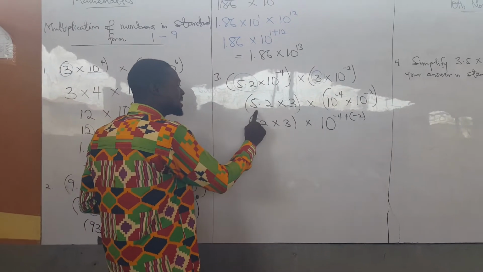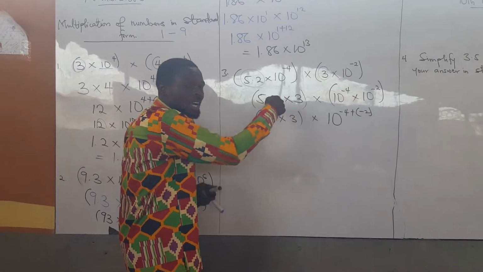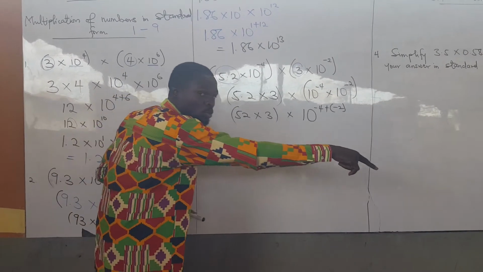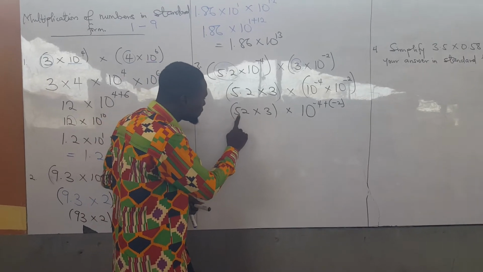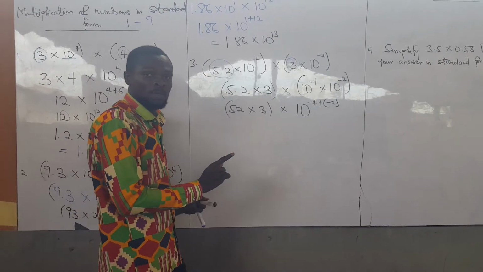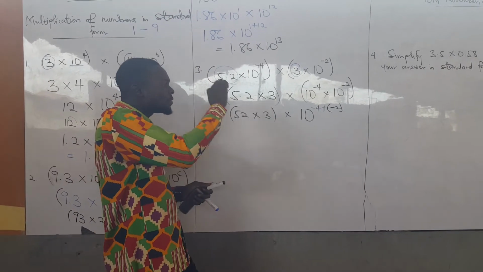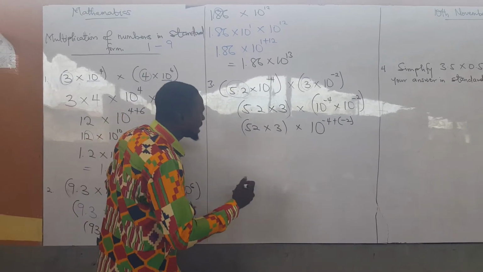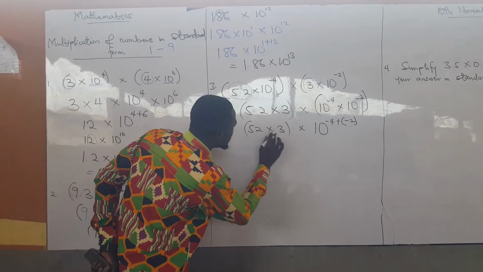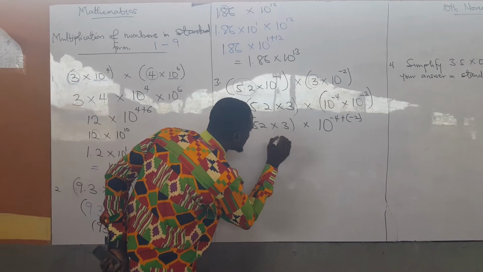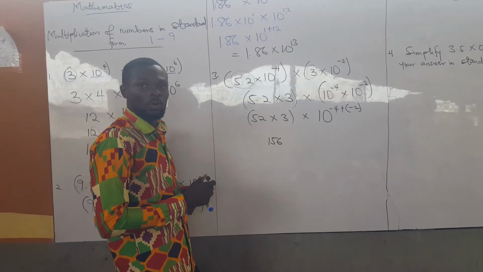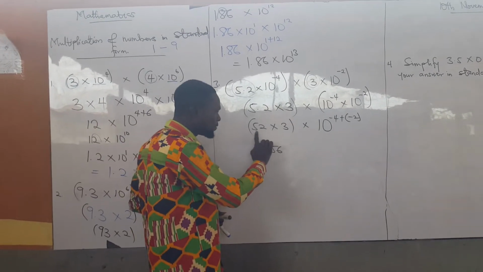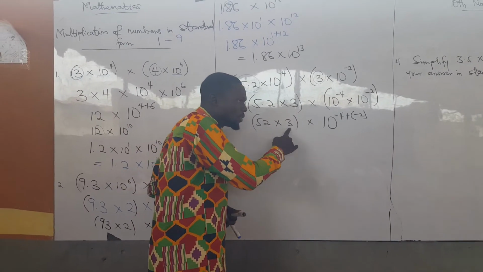Now let's do the multiplication here. Now remember that this is 5.2, and we've taken away the decimal point, giving us 52. So now multiply 52 times 3. If you multiply 52 times 3, we will be getting 156.